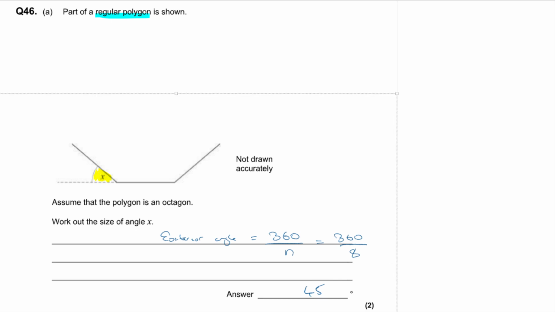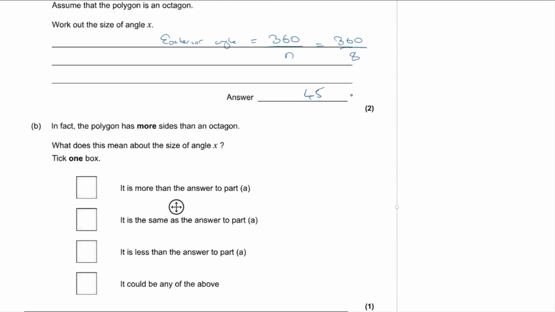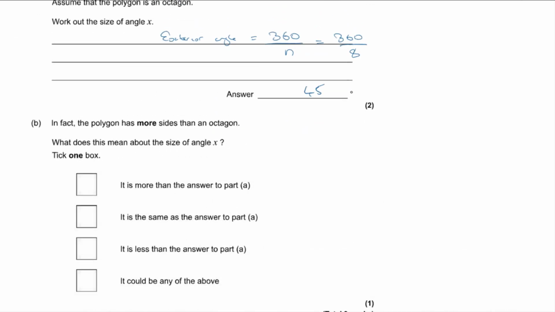I assume with the assumption there, they're going to change their mind in a minute. Oh look, here they go. In fact, the polygon has more sides than an octagon. What does this mean about the size of angle X? Okay, so if the number of sides is greater, then this n here is going to be greater. So if you increase the denominator of a fraction, do you make the fraction bigger or smaller? So imagine I had 2/3. Can you imagine 2/3 of something? It's about like that, isn't it?